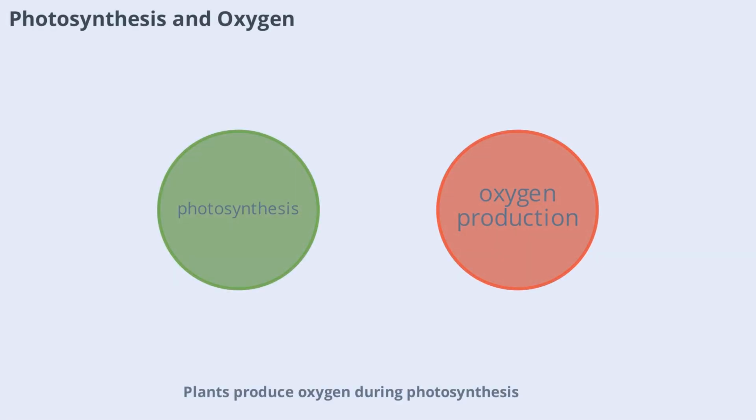Plants produce oxygen during photosynthesis, a process where they make their own food using sunlight and carbon dioxide. Although plants also consume oxygen for respiration, they produce more than they use. This is why plants are considered oxygen producers, helping maintain the balance of gases in the atmosphere.